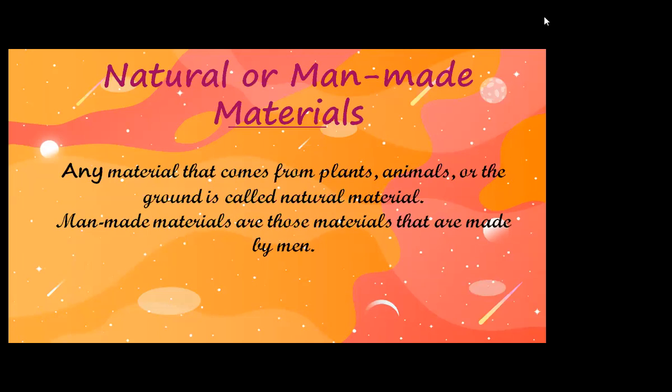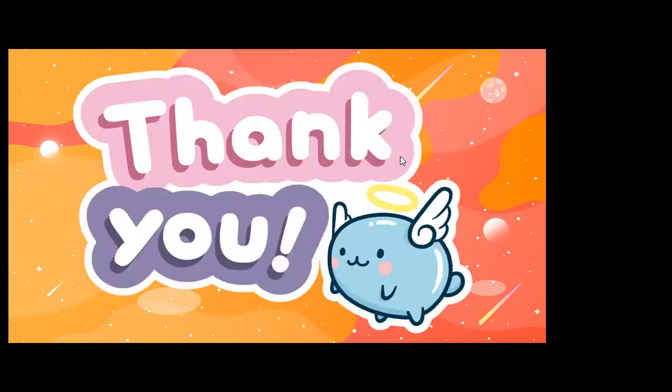Any material that comes from plants, animals, or the ground is called natural material. And man-made materials are those materials that are made by men. And now we are going to discuss a few examples of natural and man-made materials.